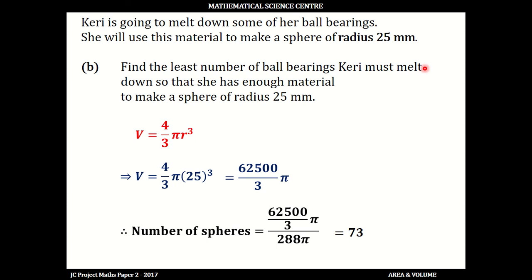Okay, so the last part then. Now we're told that Kerry altogether has 350 of these small ball bearings. We're now going to work out the radius of the biggest sphere she could make. So what was the volume of one of the small ball bearings? If you multiply that by 350, that's going to give you the total volume.